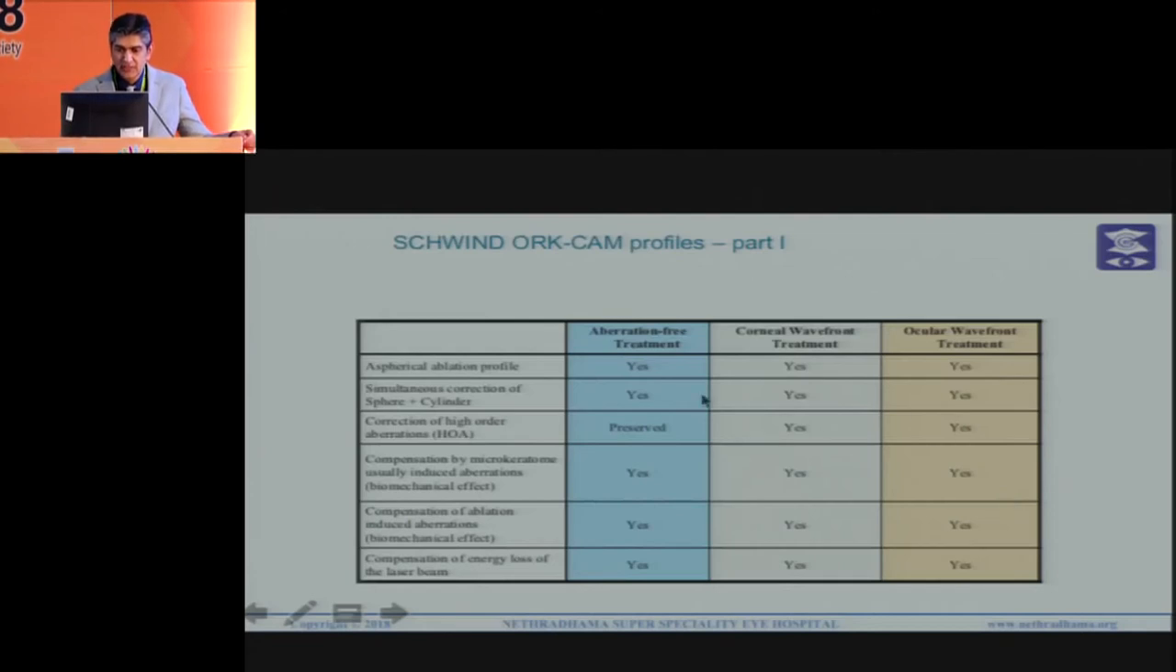If you look at the profiles, basically the difference between the aberration-free treatment, the corneal wavefront treatment, and the ocular wavefront treatment is that in the aberration-free treatment, the higher order aberrations which are already there are preserved, but you just have an aspheric ablation profile, and then you make a compensation for the aberrations induced by the flap and by the laser and the biomechanical effect. Whereas in the corneal wavefront and the ocular wavefront, you correct the higher order aberrations.